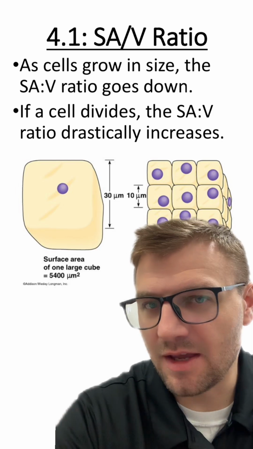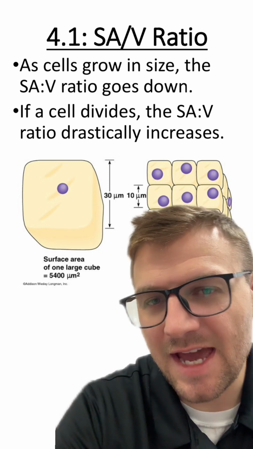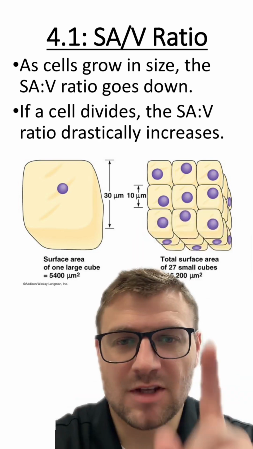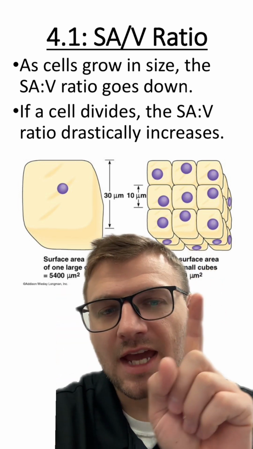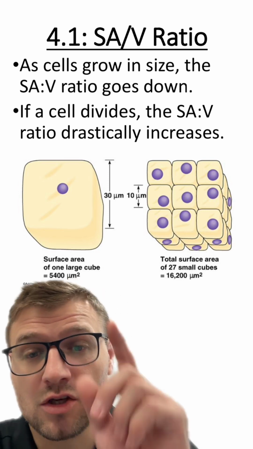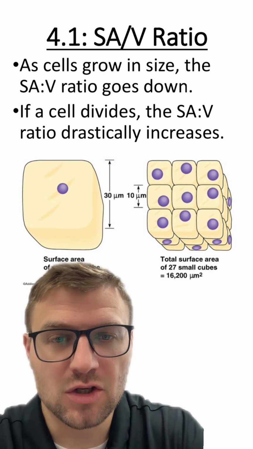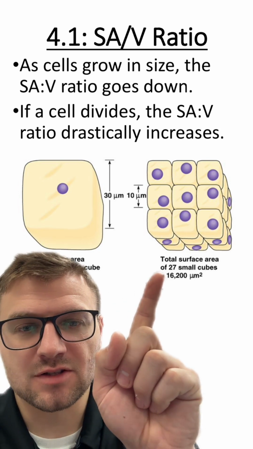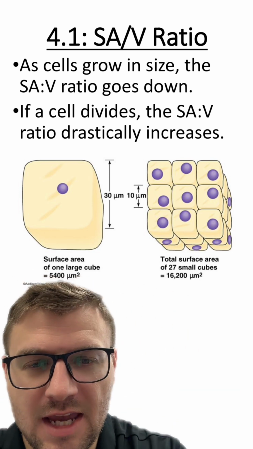This single slide is probably the most important about the whole section, because as a cell grows in size, the surface area to volume ratio goes down. If you look at these two diagrams, you can see a single cell that's really big and then multiple cells that are very small. The amount of space or volume between these two diagrams are the same. They're the same volume in total. Even though there's only one cell here and there's 27 cells here, each of the total volumes is the same.